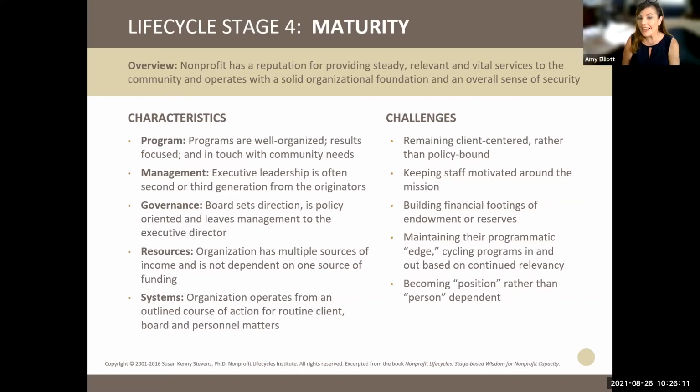Challenge is maintaining your edge in programmatic ways, cycling programs in and out based on relevancy. Because this is when the new whippersnapper over an idea stage is going to speak up and go, that organization is doing it, but they're not doing it well. So I'm going to start a new organization and do it better. Right? There's still competition in the nonprofit sector as well. And becoming position rather than person dependent.